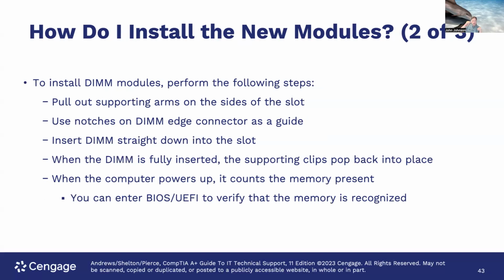And then to install it, you're going to pull out the support. So you've got these little plastic tabs on the side. You kind of pull them outwards. And when you do that, it's going to pop the memory module up, and then you can just remove it like that. So you pull it up, use the notches on the DIMM edge connector as a guide. Then you're going to insert. When you go to put it in, you're going to insert it looking straight down into it. And as you push it in, the plastic connectors are going to automatically go back up, because as you put it down, it forces them to come up, and they're going to latch into two little notches on the side of the memory.